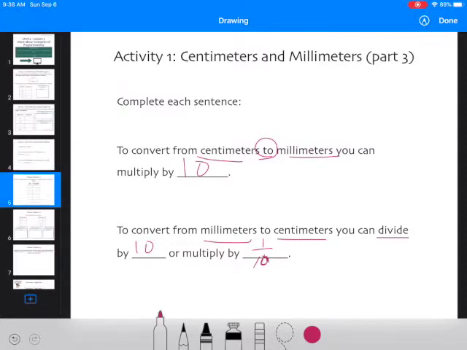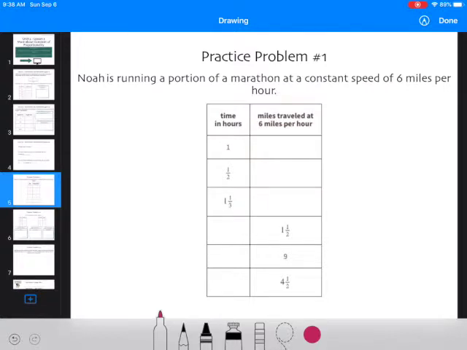Okay? Practice problem 1. Noah is running a portion of a marathon at a constant speed of 6 miles per hour. So they want us to fill in the table. So in 1 hour, he can go 6 miles. In half an hour, he can go 3 miles.